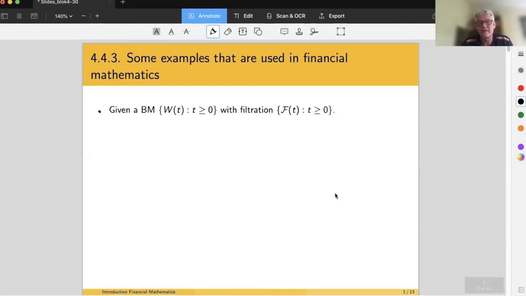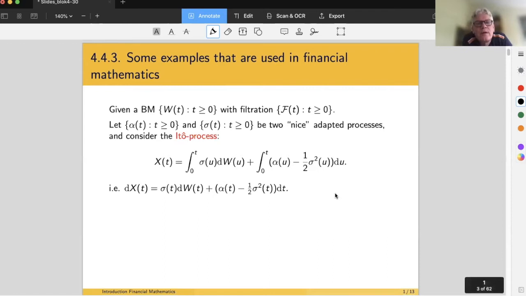But the first necessary ingredients are, of course, a Brownian motion. We have given a Brownian motion, Wt, t greater or equal to 0, and it comes with a filtration Ft, t greater or equal to 0. Then we define two nice adapted processes, alpha t, t greater or equal to 0, and sigma t, t greater or equal to 0. They are assumed to be nice in the sense that all the properties to define a stochastic integral and a regular integral are satisfied, so they exist, and they therefore have all the properties we need.